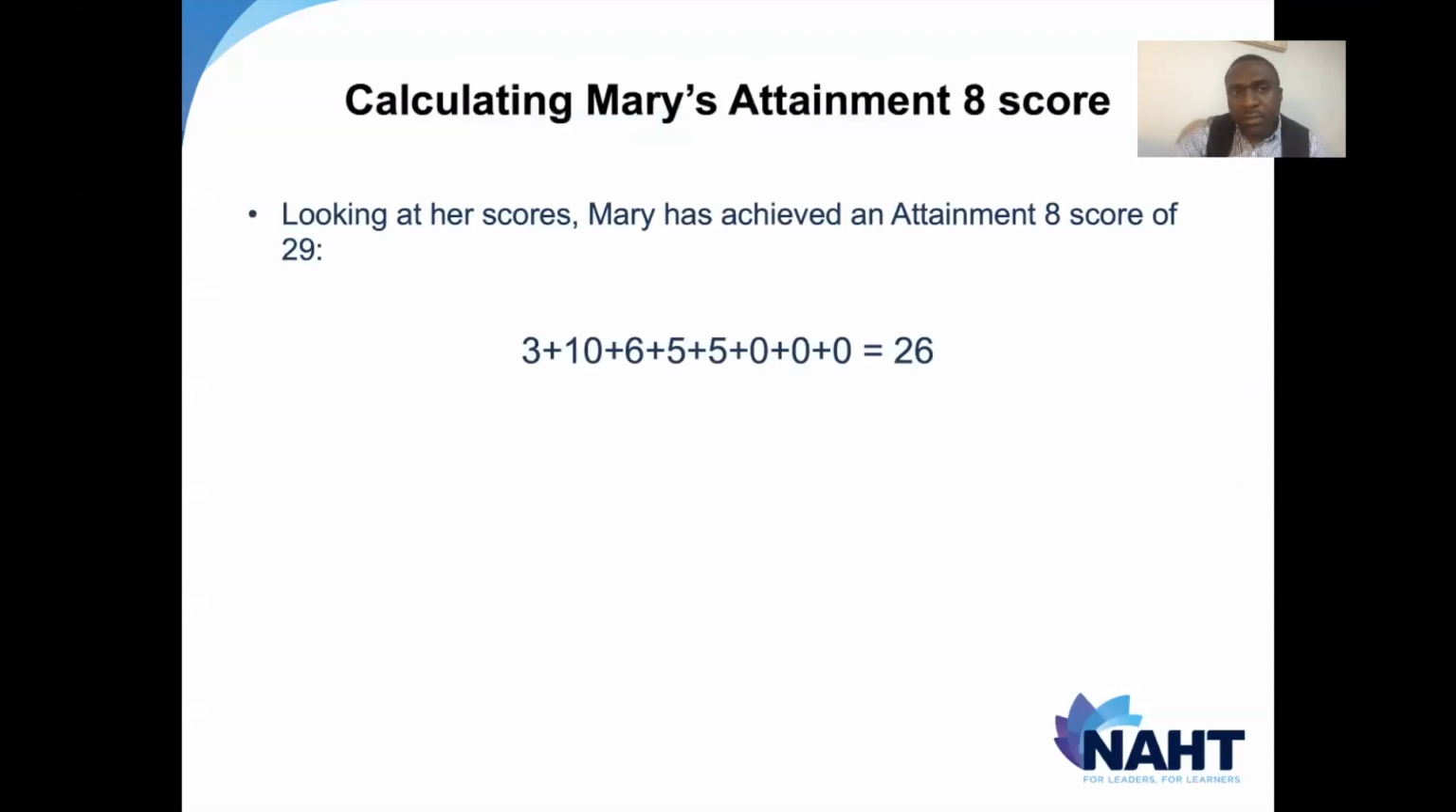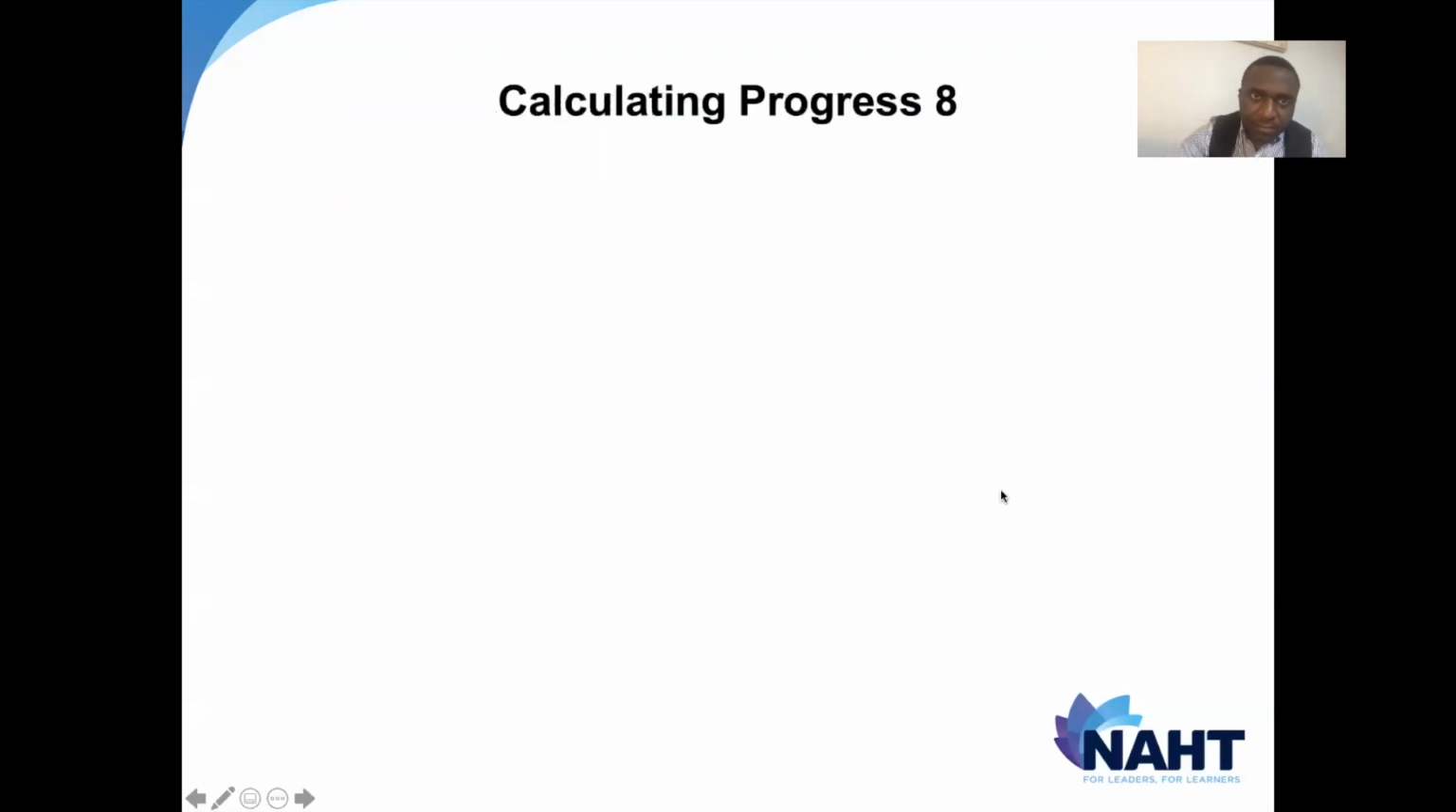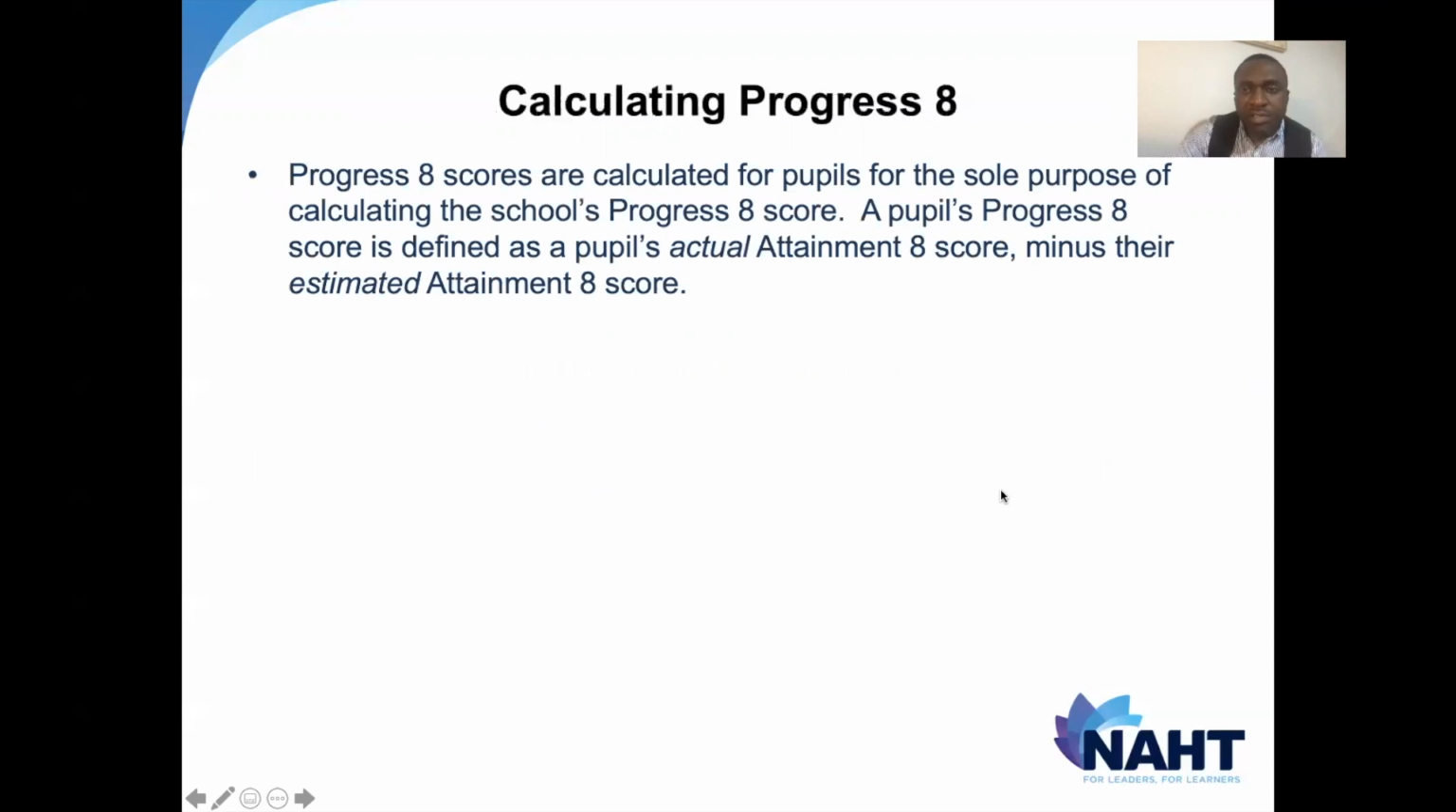Calculating Mary's score, Mary's got a total of 26 from her best grades. And when you divide 26 by 10, you get 2.6, which is GCSE grade F. So it's not G, but it's grade F.